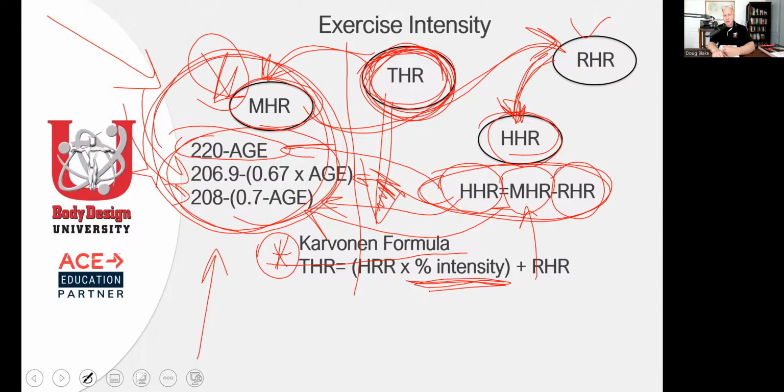Well, using the Karvonen method, it's going to give me a literal heart rate to train at. It's going to be 150 beats per minute. You want to train at 65% intensity, 134 beats per minute, whatever that number is. So all the Karvonen formula is doing is taking this, taking that, and taking this, and it's going to pop out an actual beats per minute heart rate.